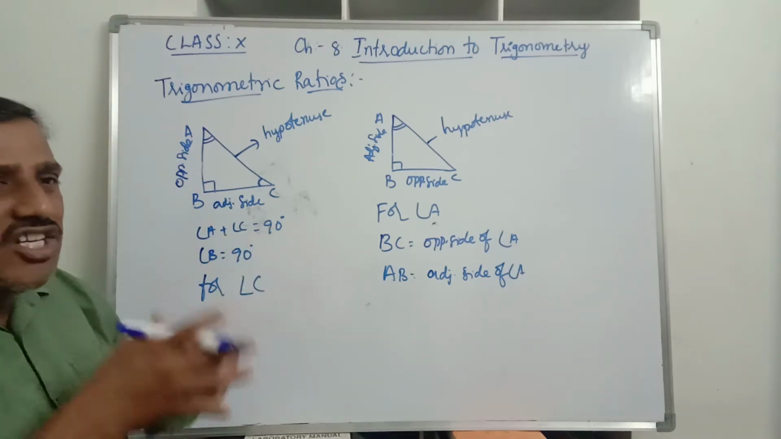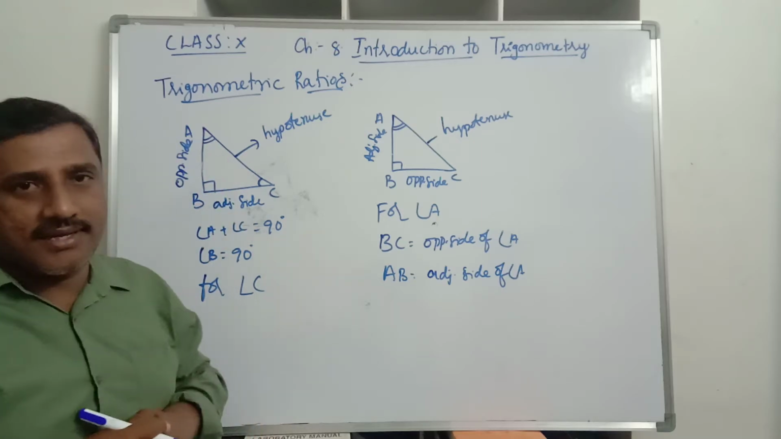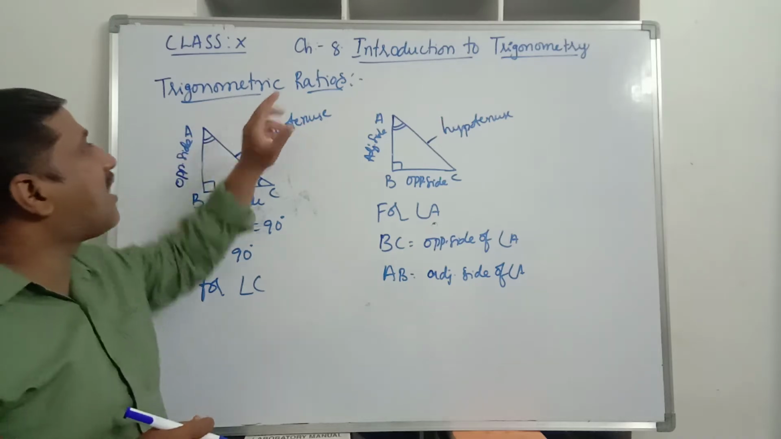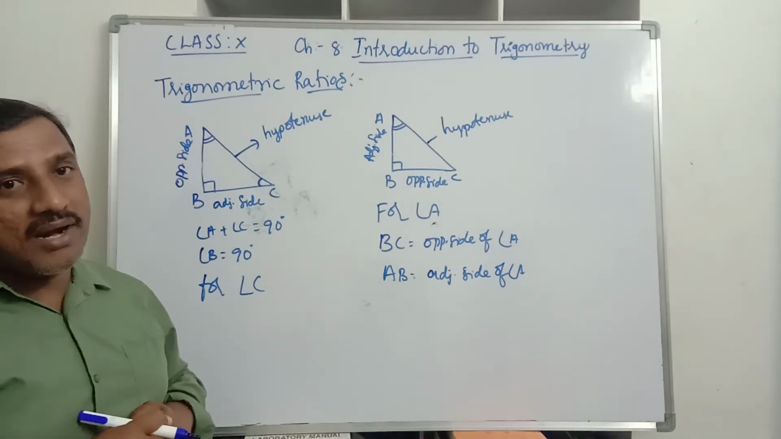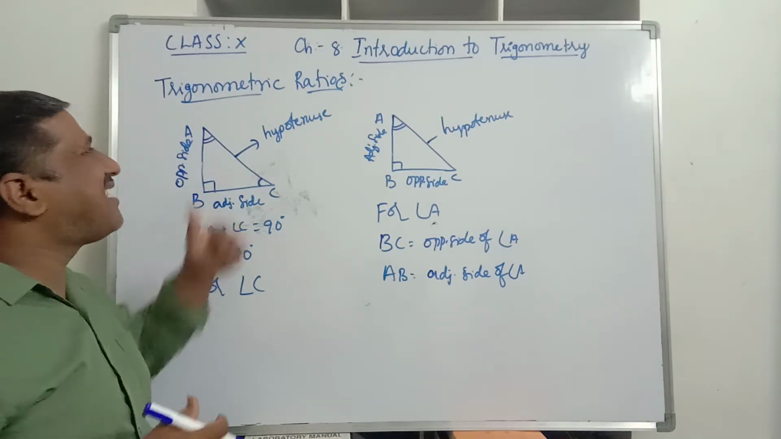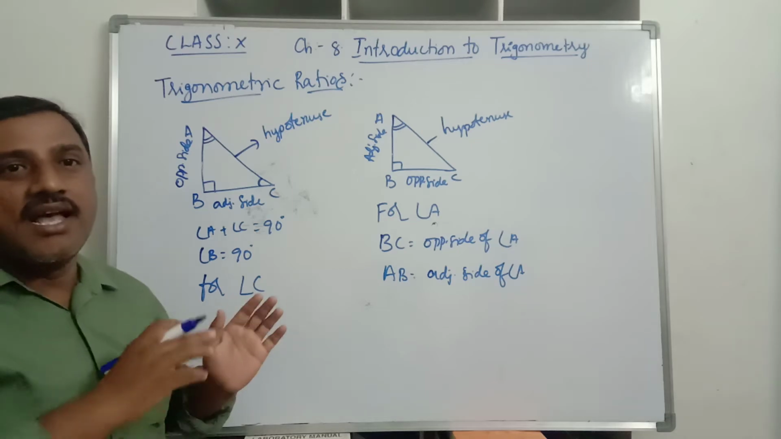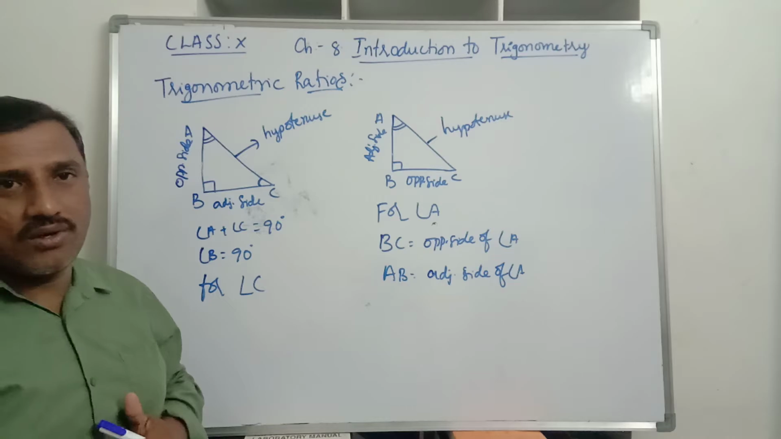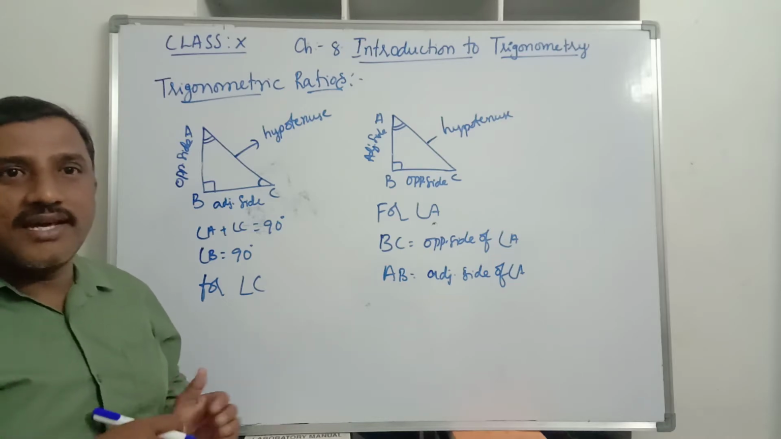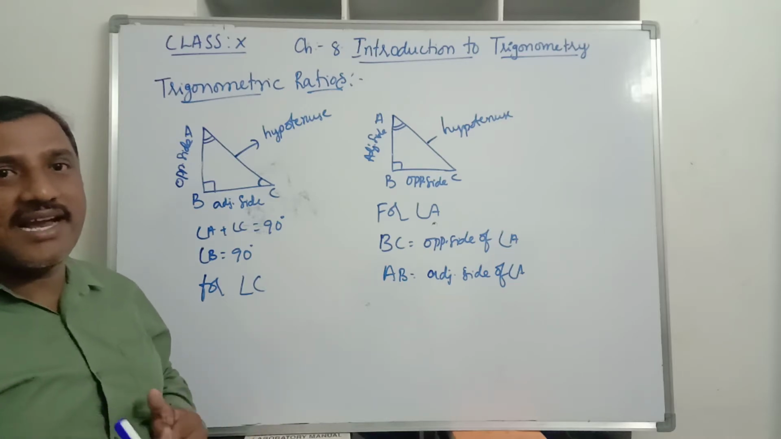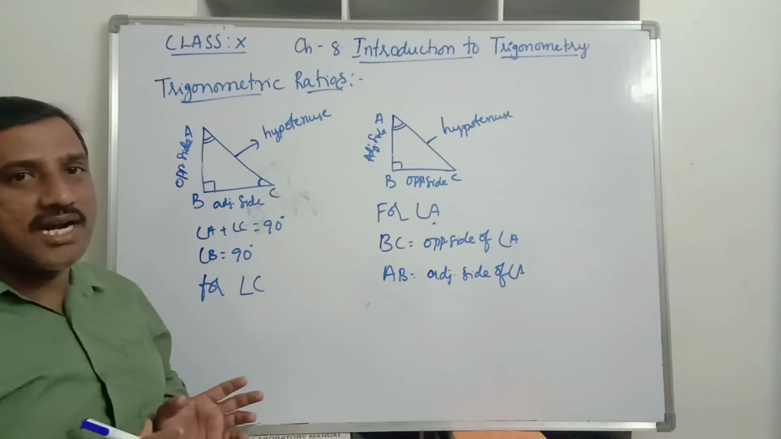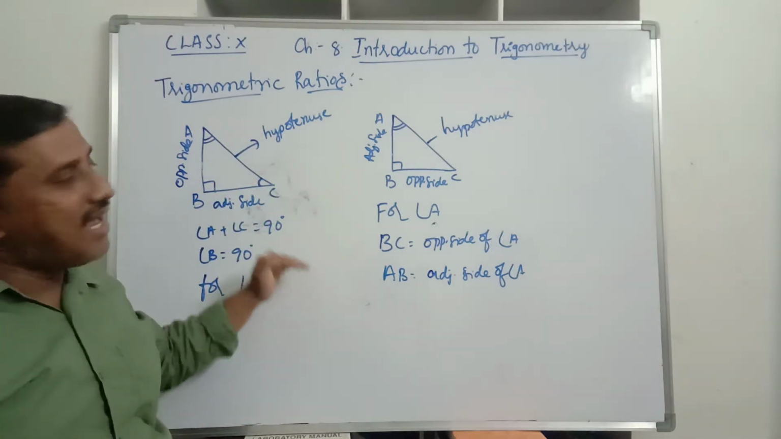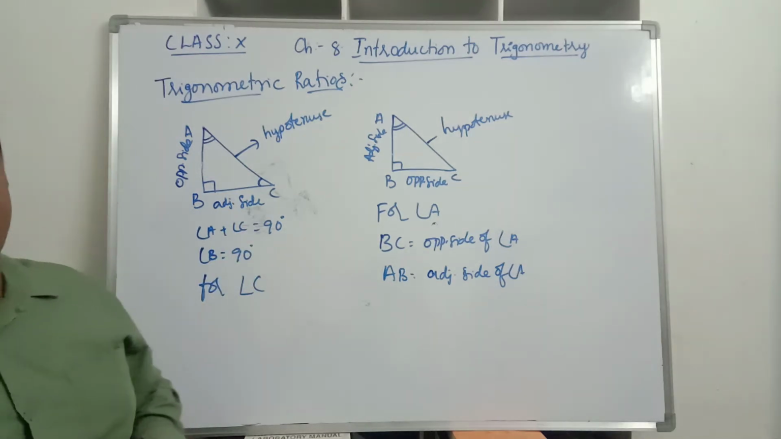Now there is a relationship between the sides and angles. That relationship is known as trigonometric ratios. So we have 6 trigonometric ratios. That is sine ratio, cosine ratio, tangent ratio, then cosecant ratio, secant ratio and cotangent ratio. We will discuss those relationships in detail for a right angle triangle.